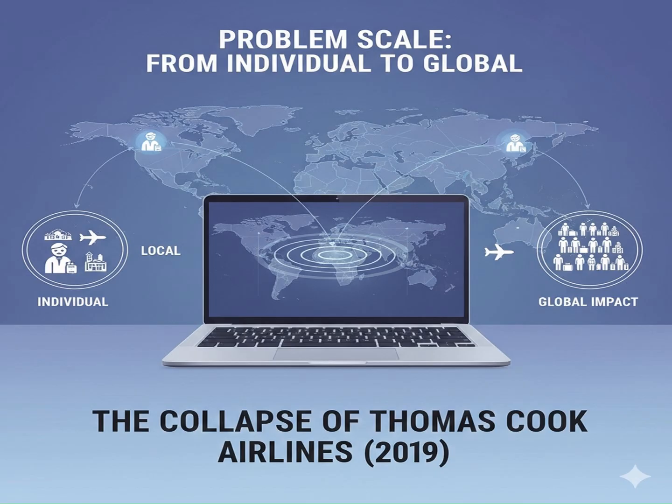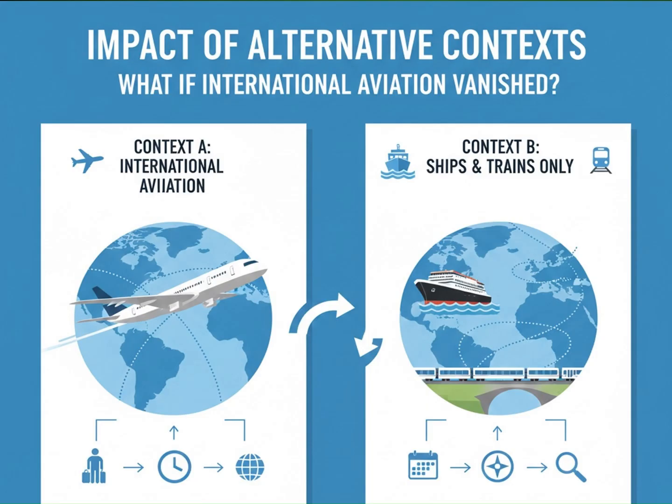Check the scale of the problem: individual, local, or global. For instance, the sudden collapse of Thomas Cook Airlines in 2019 affected travelers worldwide. Assess how research findings might vary if the topic were excluded or examined within an alternative context. For example, if international aviation vanished and people had to rely only on ships or trains to reach other countries.